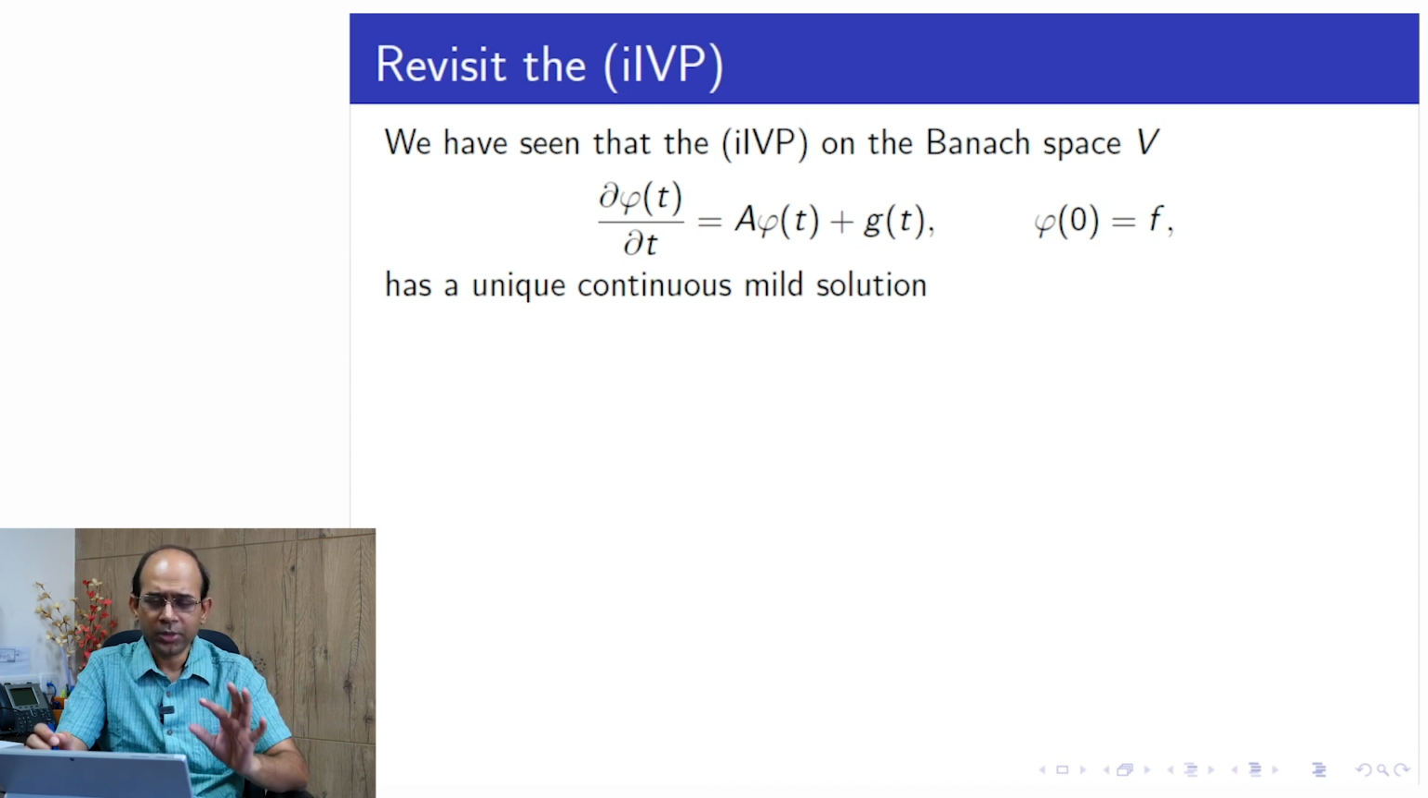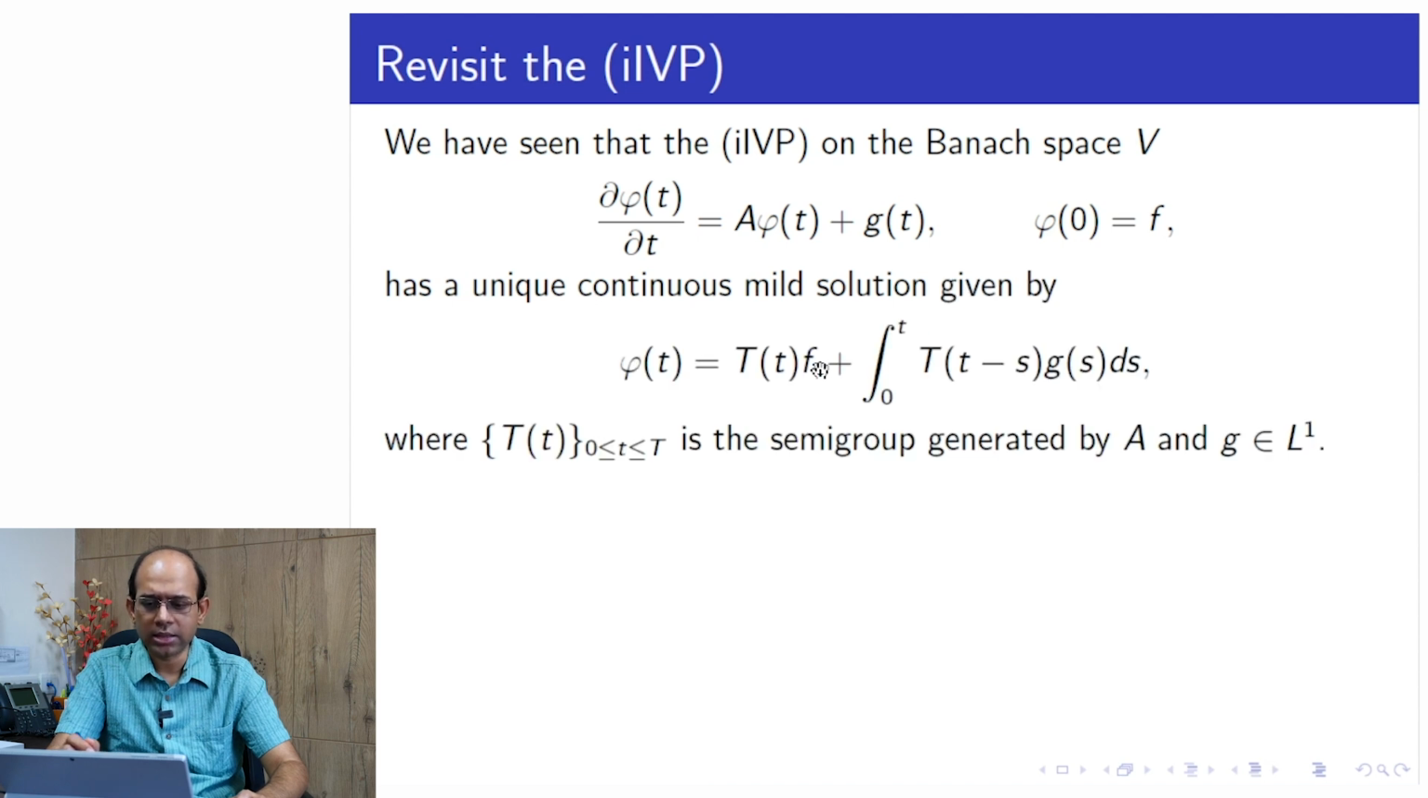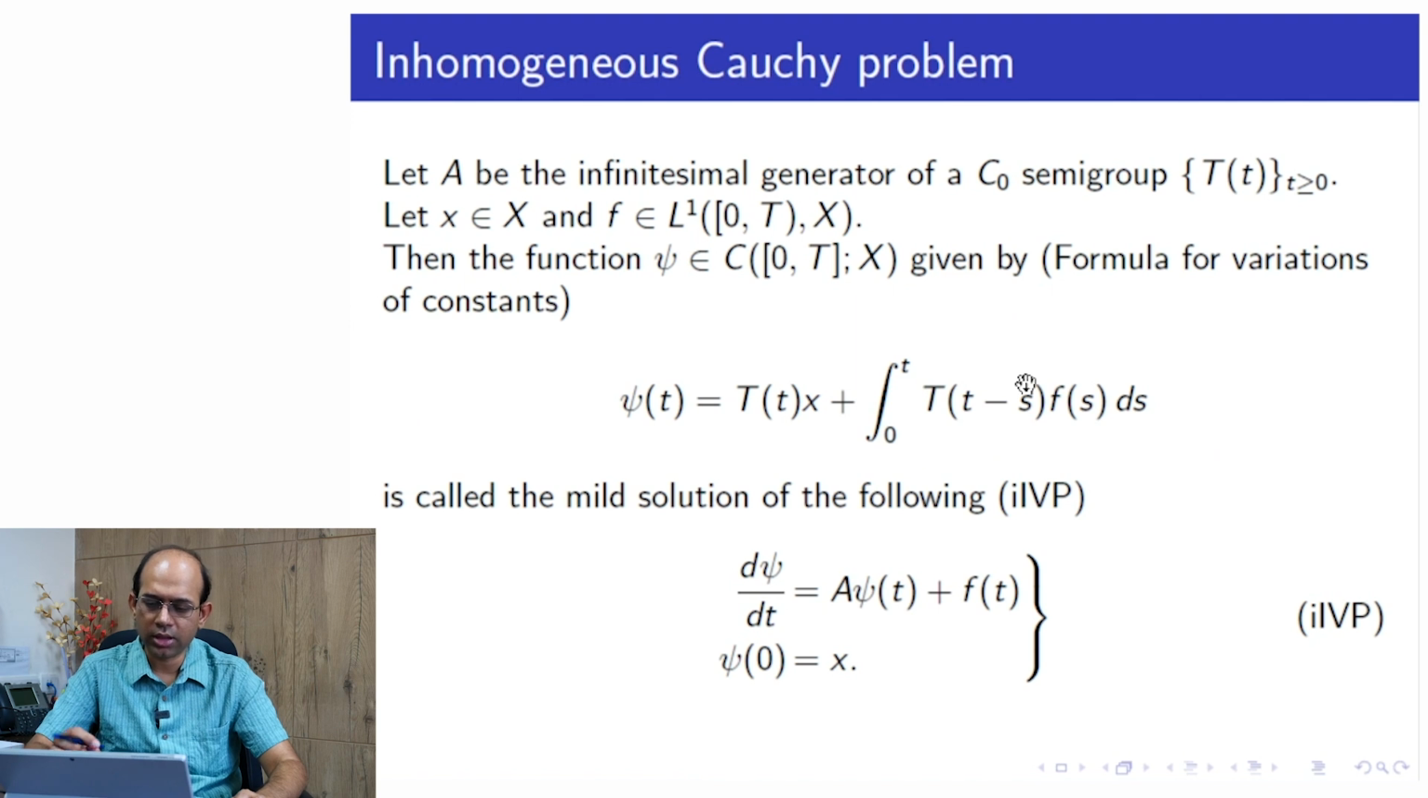Why? Because these members of the Banach space I would like to write down as functions, since this is the Banach space which we are considering. These are functions on the state space of the Markov process. So it has a unique continuous mild solution, and that is given by the formula of variation of constants, that is φ(t) = T(t)f + the integral from 0 to t of T(t − s)g(s) ds. Okay, so this is the slide.